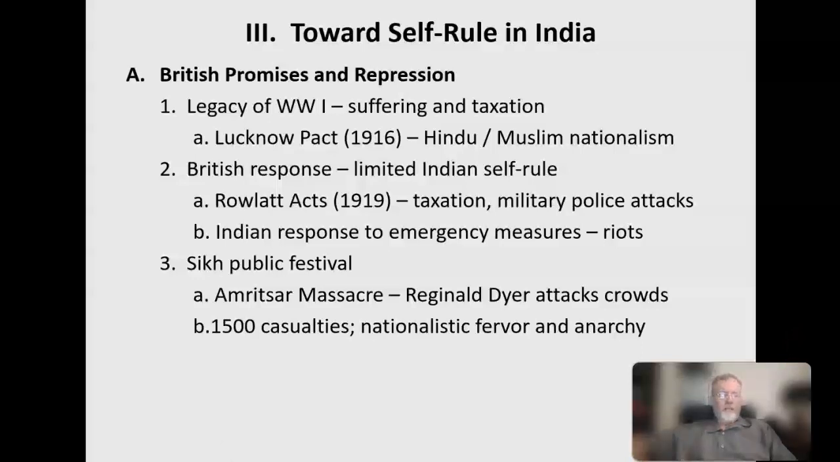We see basically a mass murder here, a massacre. 400 people killed, 1,000 people injured. This becomes known as the Amritsar Massacre. This added fuel to nationalistic fervor, and we see basically, by around the early 20s, the entire country on the edge of anarchy and civil war.